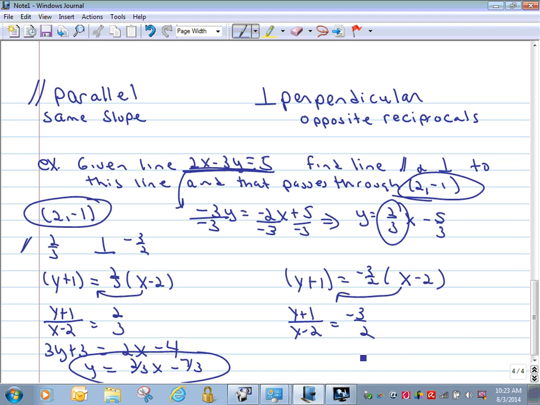And over here, we would cross multiply, and we would get 2y plus 2 equals negative 3x plus 6. And we would clean everything up and get y equals negative 3/2 x minus 2. And that would be our line perpendicular.